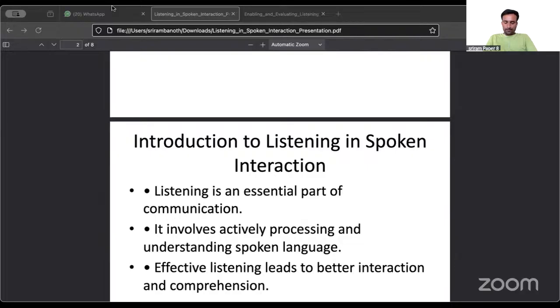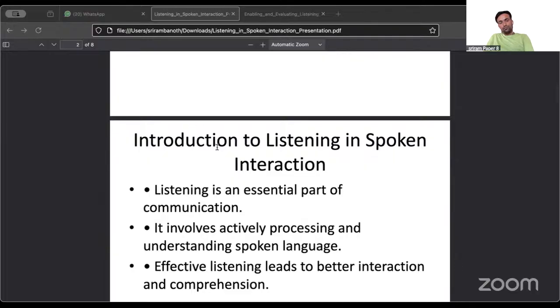Introduction to listening in spoken interaction. Listening is an essential part of communication. It involves actively processing and understanding spoken language. Effective listening leads to better interaction and comprehension.